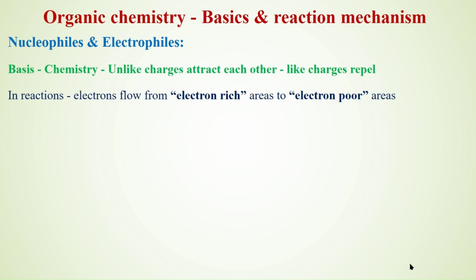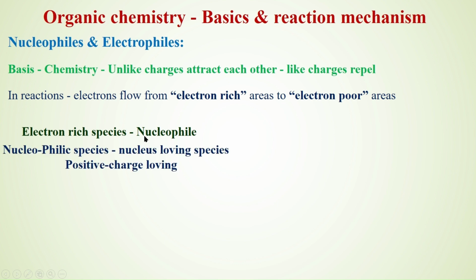In a reaction, where bonding occurs between two different species or within the same species, the species which are electron rich will give those electrons to the electron deficient species and the bonding occurs. The electron rich species, what we see in the compound or in the molecules, is called a nucleophile. Nucleo means nucleus, philic means loving. Nucleus loving species.